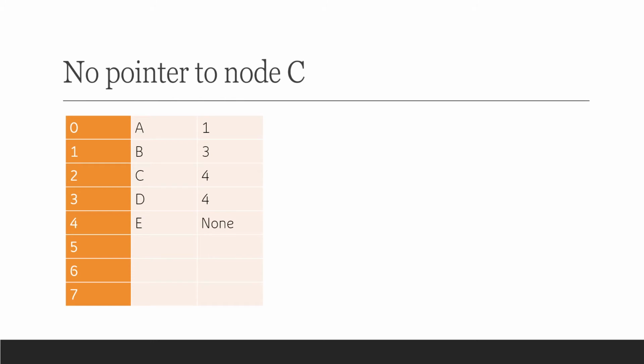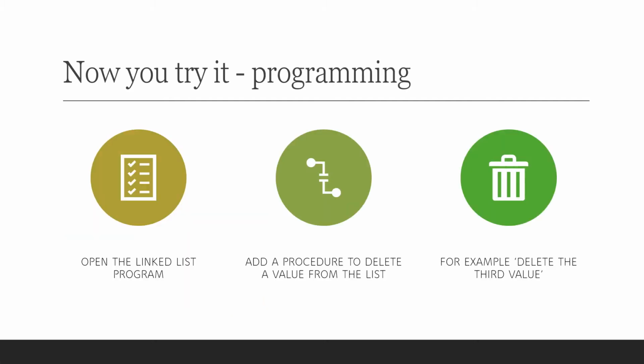So there's the answer. There's no pointer to node D. It goes from the header to A to B to C to E, and D just doesn't exist as far as the computer is concerned. You don't have to wipe it out, it's just gone. So that's it. It's pretty straightforward.